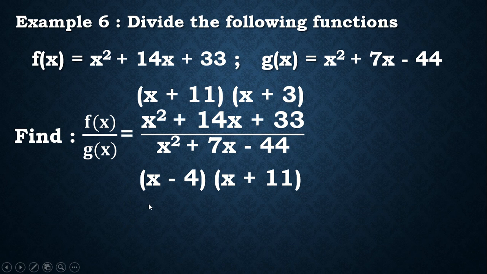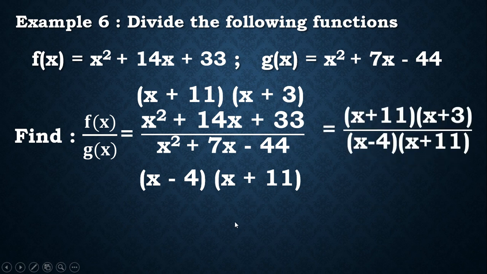Now, we have the factors. Next step, we have to cancel the common factors for both numerator and denominator. We have x plus 11, which are the common factors. We cancel x plus 11 and x plus 11. x plus 3 over x minus 4 will be our answer for example number 6.